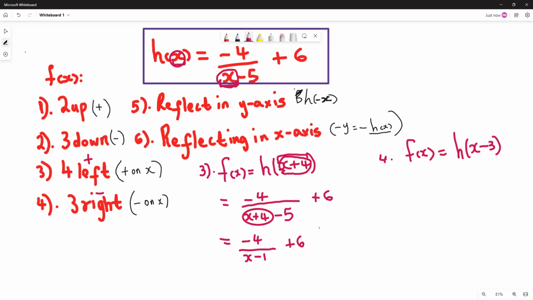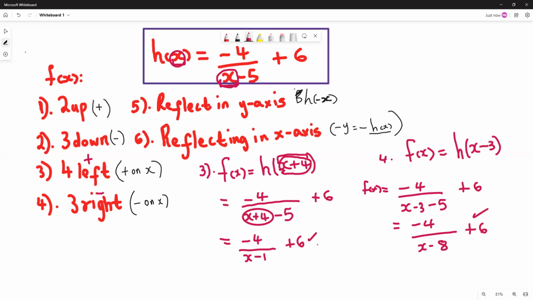That's the new function. And then you do the same here, but now you minus 3. So you're going to have minus 4 over, where there was x, you put x minus 3. Then you still have minus 5 there, then plus 6. This is your f of x for 4, right? Which is negative 4 over x minus 8 plus 6. And that's it, ladies and gents, for left and right.